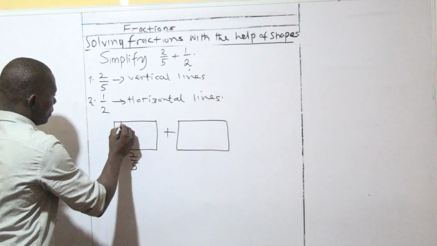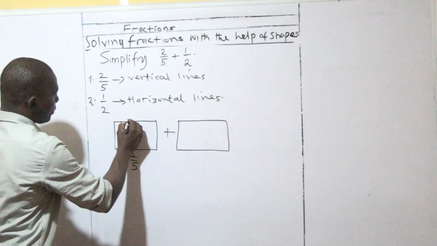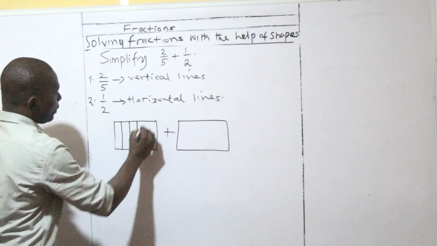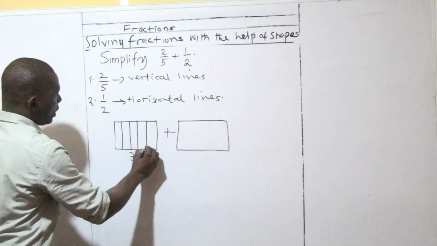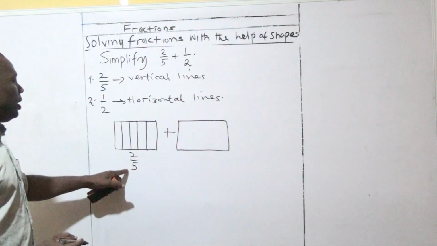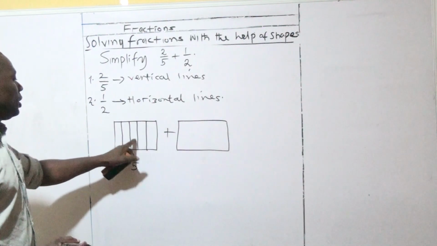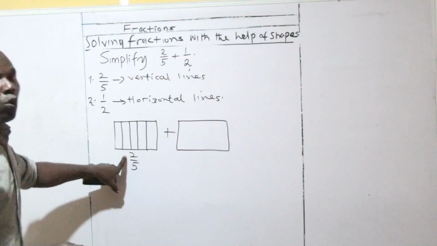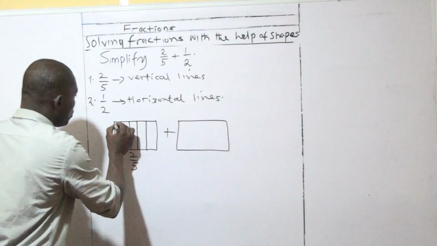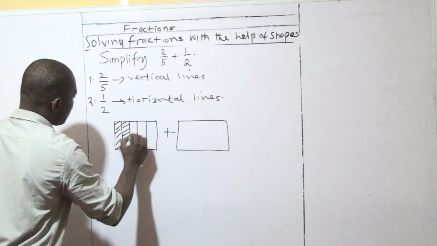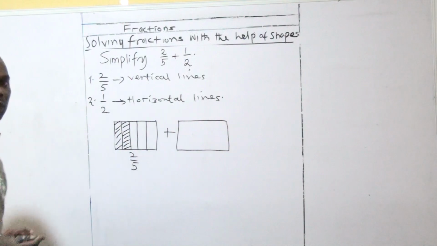1, 2, 3, 4, and 5. So this is the shape here. The denominator is 5, and here the numerator is 2. So we will shade 2 of these to illustrate the shape 2/5.